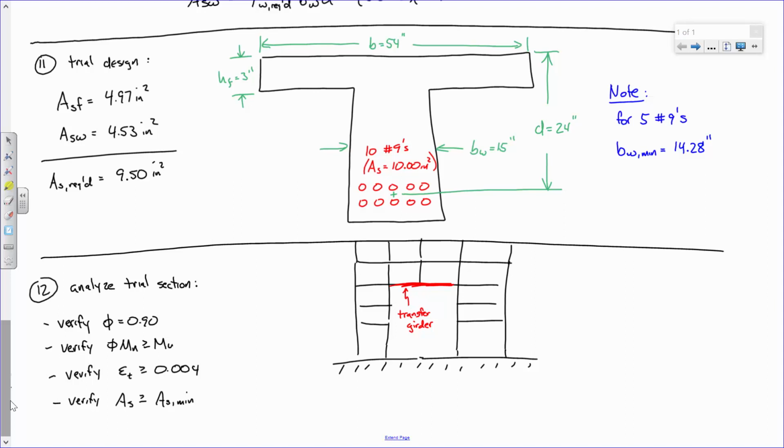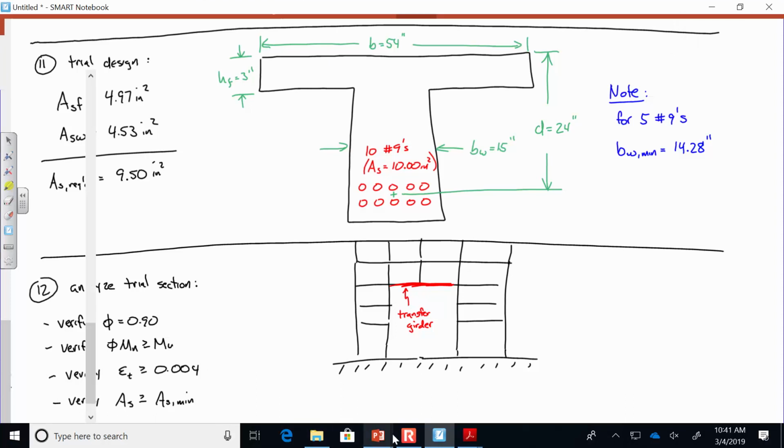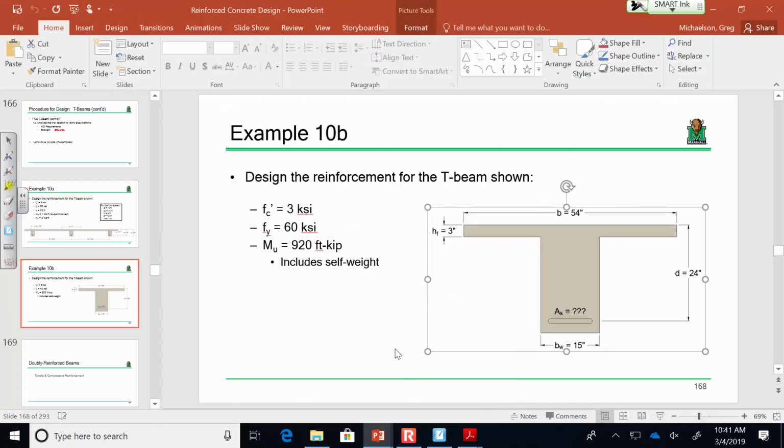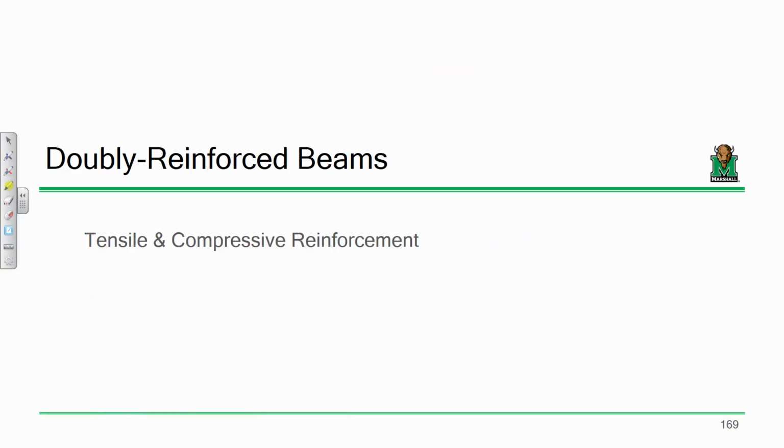Anything else? All right, I got time to talk about doubly reinforced, so let's talk about doubly reinforced. And just so everybody's clear, there's no such thing as triply reinforced or quadruply reinforced or anything like that. It's either singly or doubly, okay? And there's a reason why.